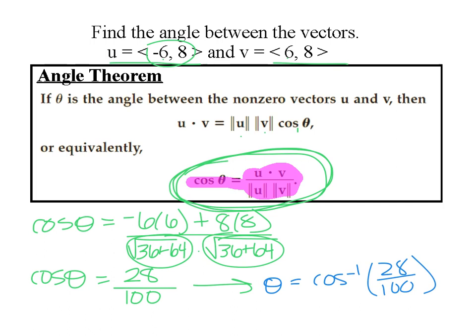So make sure your calculator is in degree mode. We're finding these in degrees. So second cosine inverse of 28 over 100. You get that theta is equal to 73.74 degrees. So that means these two vectors, if you draw them out, the angle between them is going to be about 73.7 degrees.